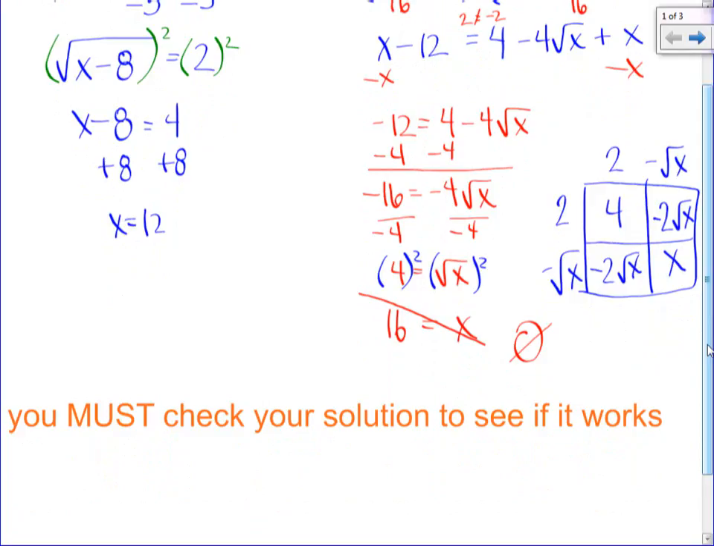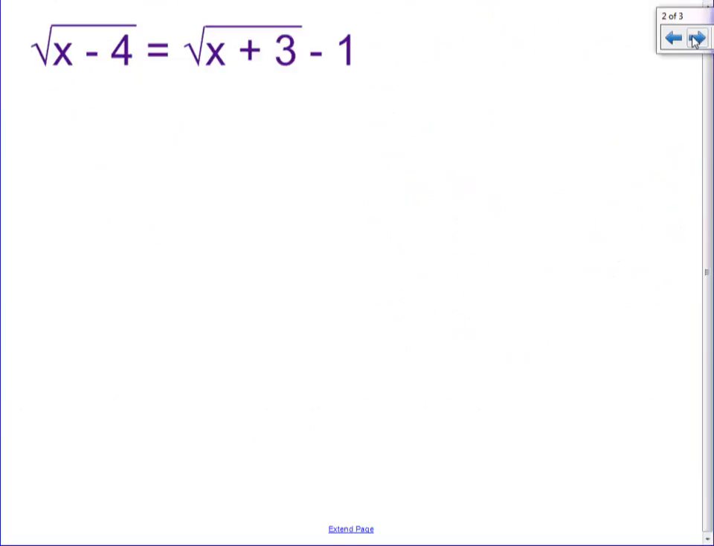Other questions? All right, let's try this one. What should we do first? We got to square both sides.